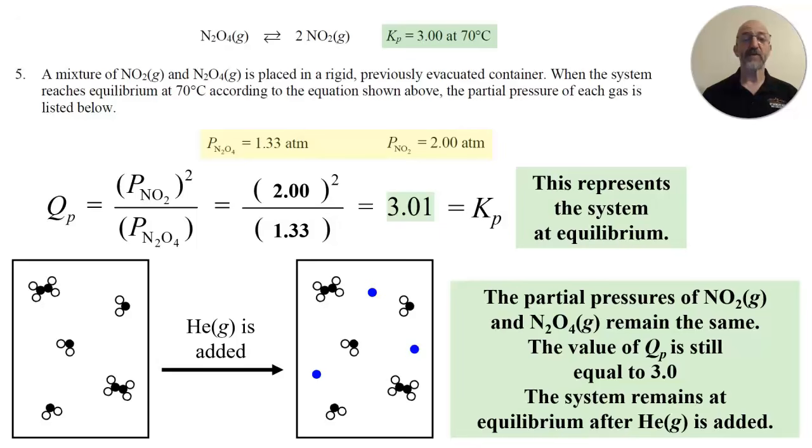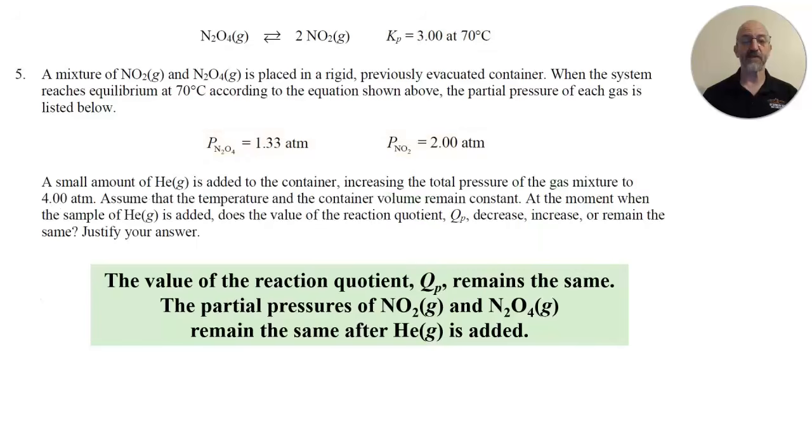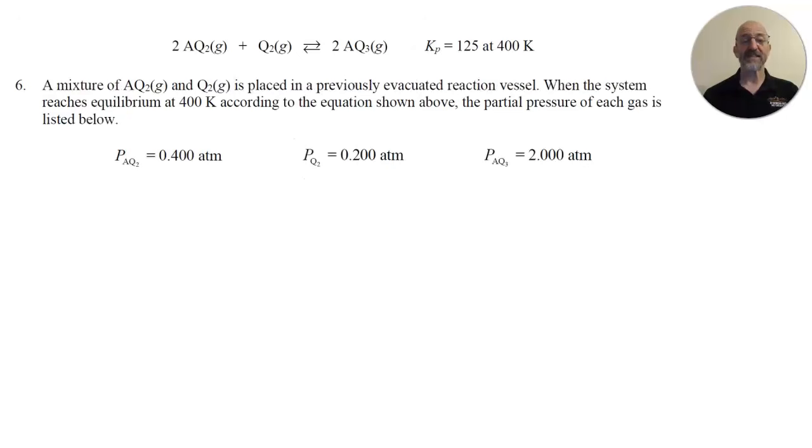So the official answer to question 5, hopefully this is all making sense to you, is the following. Does the value of the reaction quotient Q decrease, increase, or remain the same? The answer is that the value of the reaction quotient Q remains the same. The partial pressures of NO2 and N2O4 remain the same after helium is added. Okay, hopefully that answer and explanation makes sense for question 5. Now, let's go ahead and take a look at question 6.